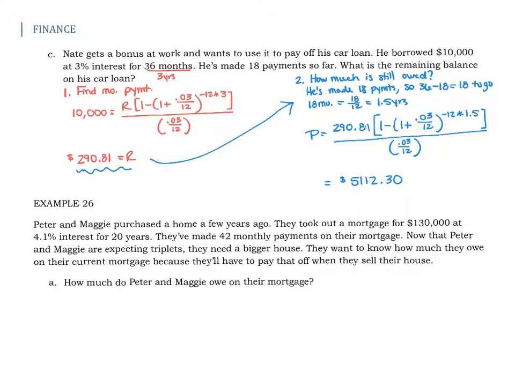So then what you need to do is take that information and find out how much money he still owes. So he's made 18 of those 36 payments. So subtracting, you find out he has 18 payments to go. Remember, we need to take those 18 months of payments and turn that into how many years that is. So dividing by 12, we find that's 1.5 years. So plugging in the monthly payment amount for R and putting in everything else the same except our time changes, now we only owe 1.5 years worth of payments. We find out that halfway through his loan, he still owes $5,112.30. So if he's going to use his bonus to pay off his loan, that's how much he's going to have to pay in one lump sum in order to get that debt off of his hands.